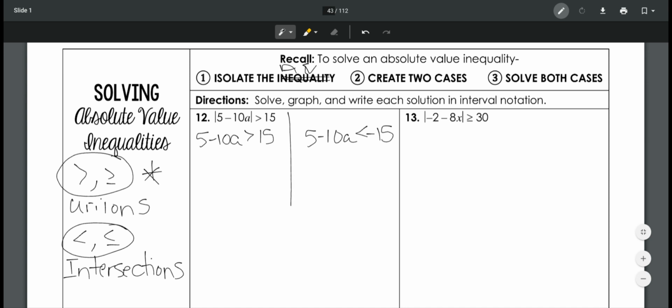So now I am going to solve each one separately. I'm going to subtract 5, which gives me positive 10, not negative. And then since I am dividing both sides by a negative, I am going to flip my symbol. In the second case, I'm going to subtract 5, which gives me negative 20 this time, and I'm going to divide by a negative, so I'm going to flip my symbol.